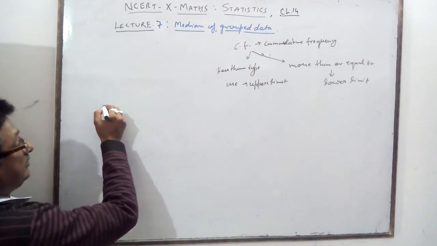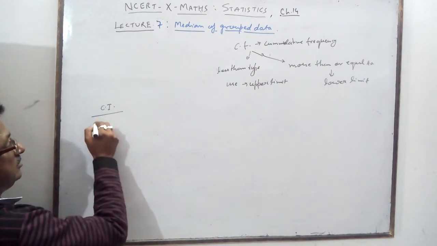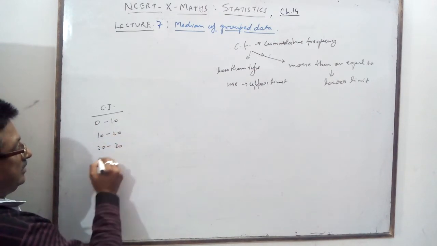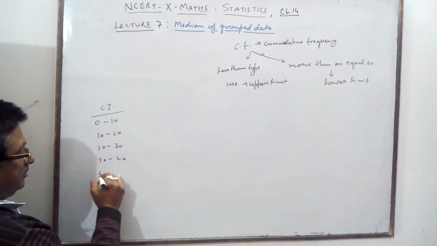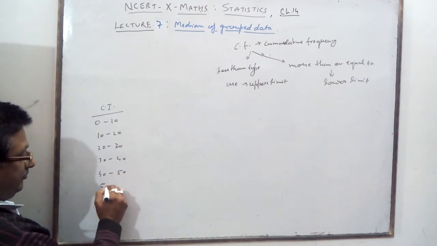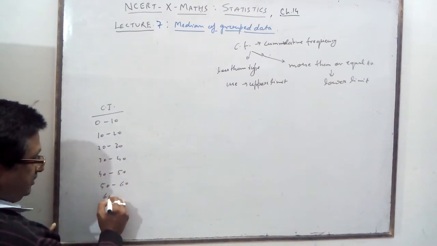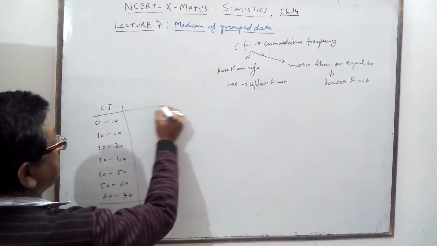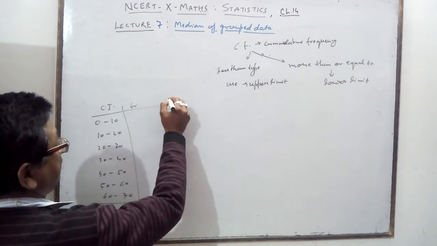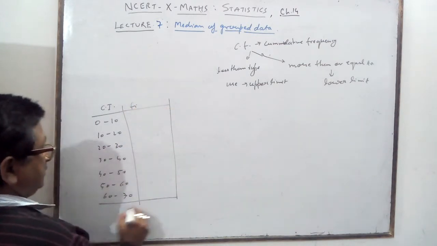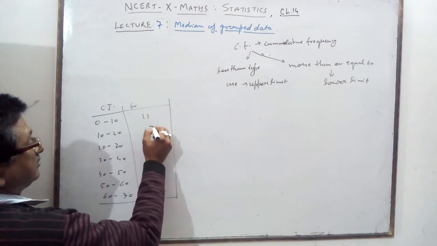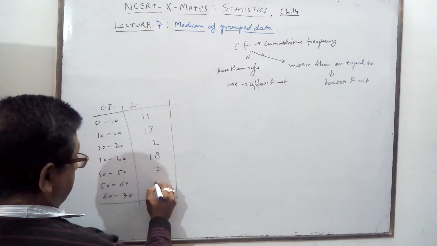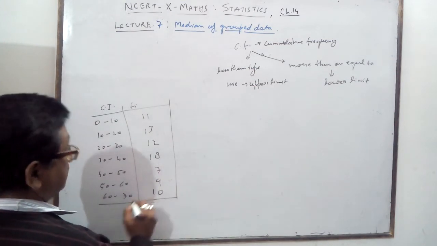Like this, if the class intervals are given as 0 to 10, 10 to 20, 20 to 30, 30 to 40, 40 to 50, 50 to 60, 60 to 70, and the frequencies Fi are given as 11, 13, 12, 18, 7, 9, 10.